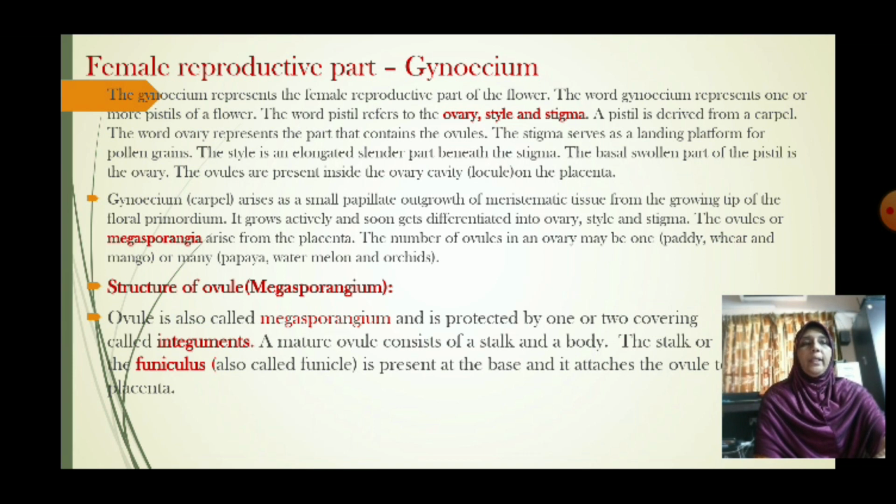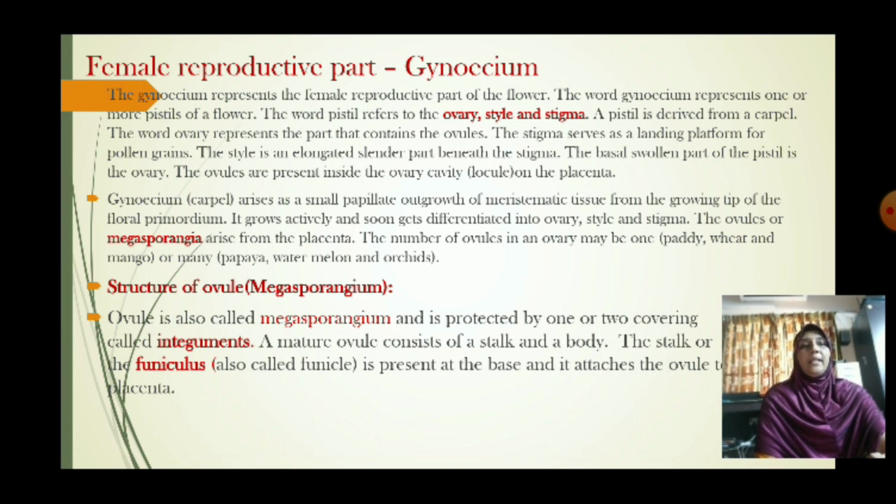The word ovary represents the part that contains the ovules. The stigma serves as a landing platform for the pollen grains. The style is an elongated slender part beneath the stigma. The basal swollen part of the pistil is the ovary. The ovules are present inside the ovary cavity, the locule, on the placenta.